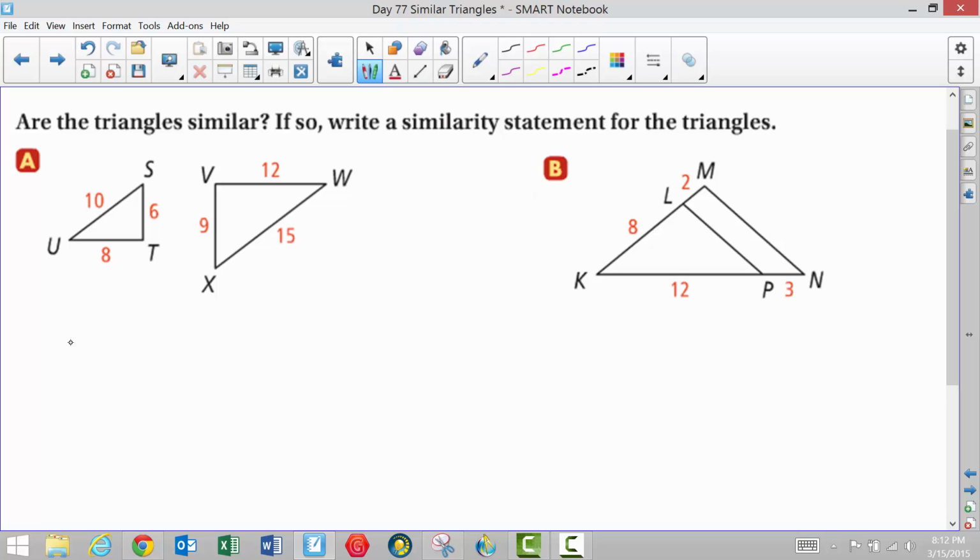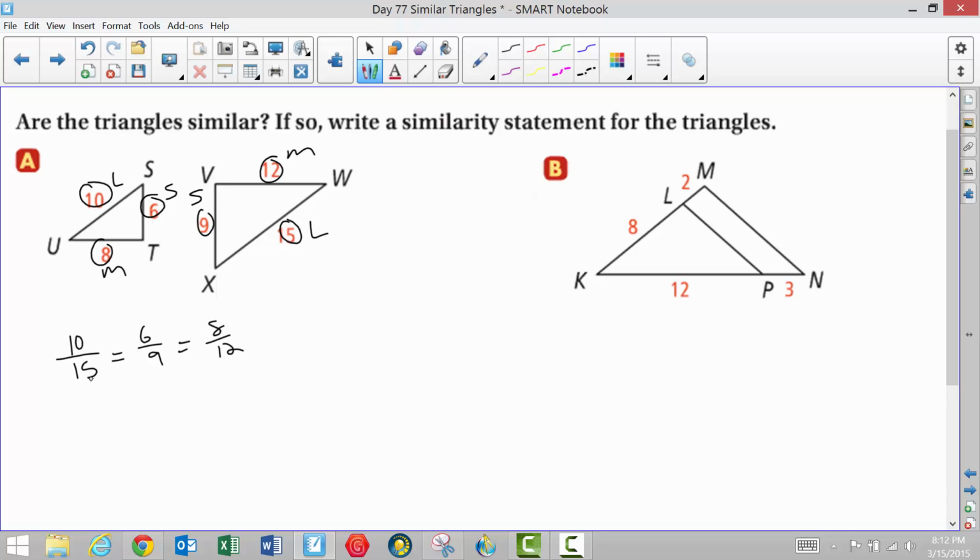So I have my side ratios. I have my 10 getting compared to the 15. I have the 6 compared to the 9, and I have the 8 compared to the 12. Remember, the largest gets compared to the largest, the smallest gets compared to the smallest, and then the middle gets compared to the middle. That's how I know what ratios I'm setting up.